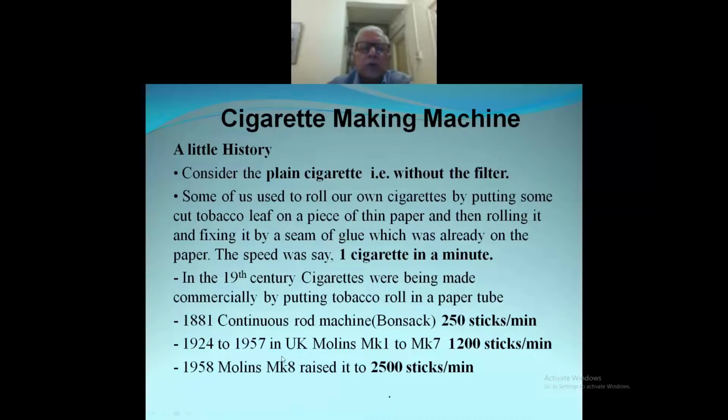Then almost a revolution occurred. In 1958, the Molins Mark 8 machine raised it to 2500 sticks per minute. And there is one more thing to be kept in mind. So long, the density of the tobacco inside the cigarettes being made used to be non-uniform. As a result, it gets extinguished when you are smoking, and that is very irritating. So not only did it increase the speed, it also gave better quality cigarettes.